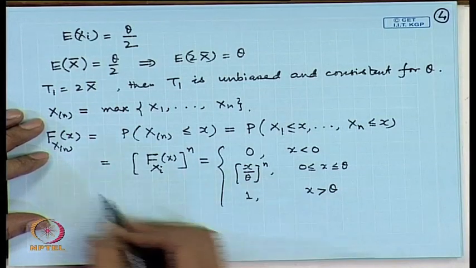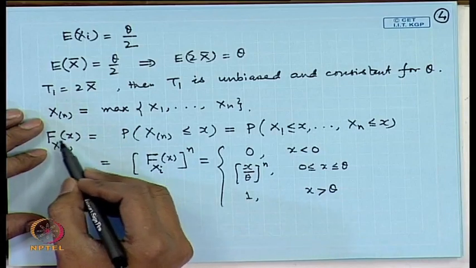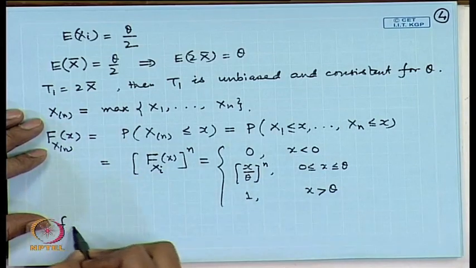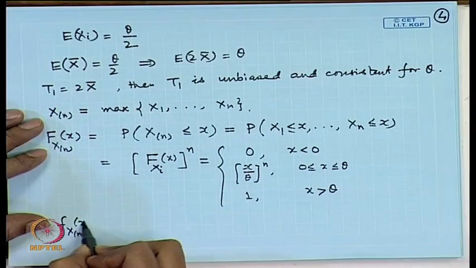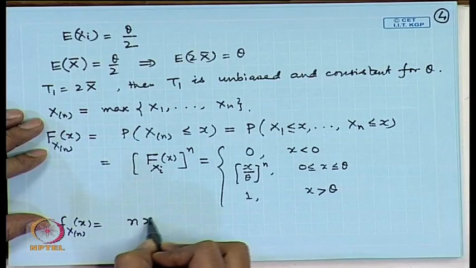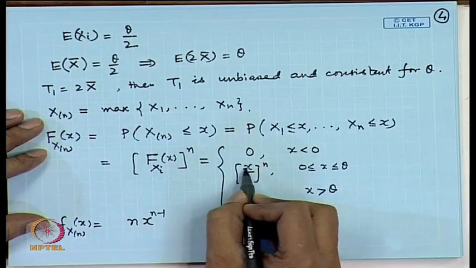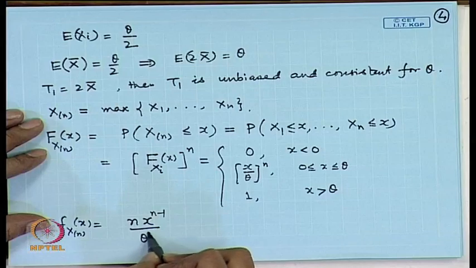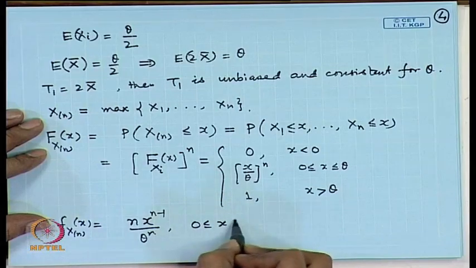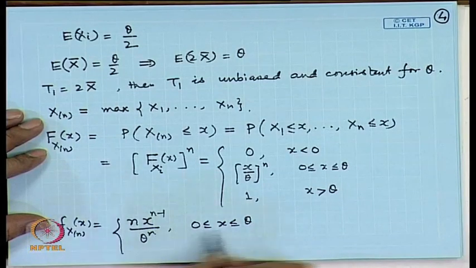One may find out the probability density function from here by considering the derivative, because this is a continuous distribution. So, you get the density function as n x to the power n minus 1 by theta to the power n if x lies between 0 to theta and it is 0 otherwise.